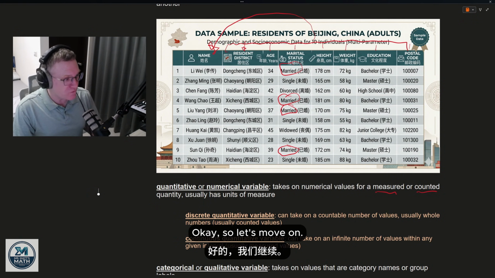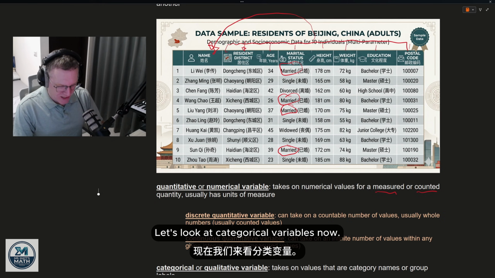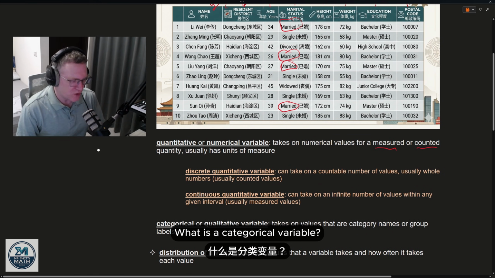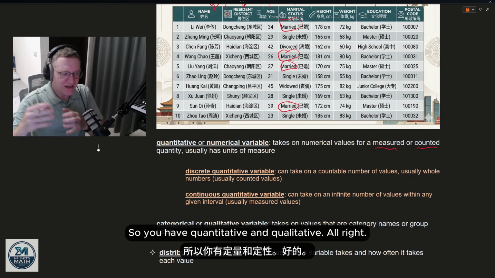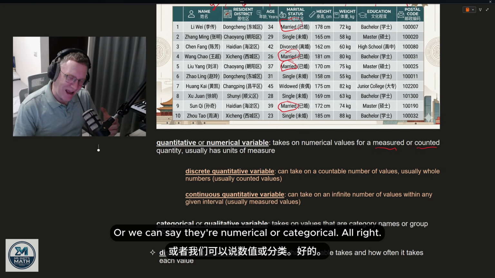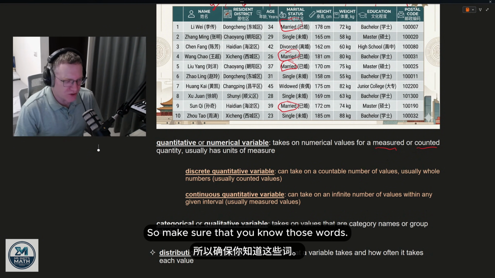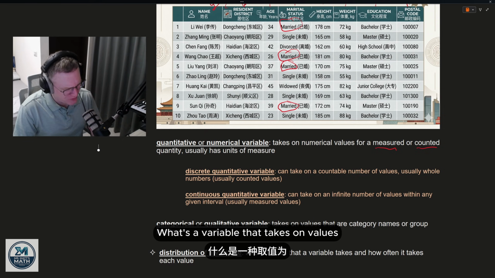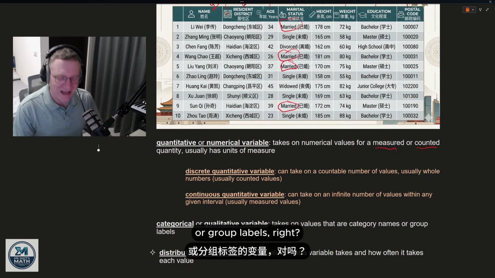Okay, so let's move on. That's the type of quantitative variables we have. Let's look at categorical variables. Now, what is a categorical variable? Or sometimes we call it a qualitative variable. So you have quantitative and qualitative. All right, or we can say they're numerical or categorical. All right, so make sure that you know those words. So what is a categorical variable? Well, it's a variable that takes on values that are just category names or group labels.